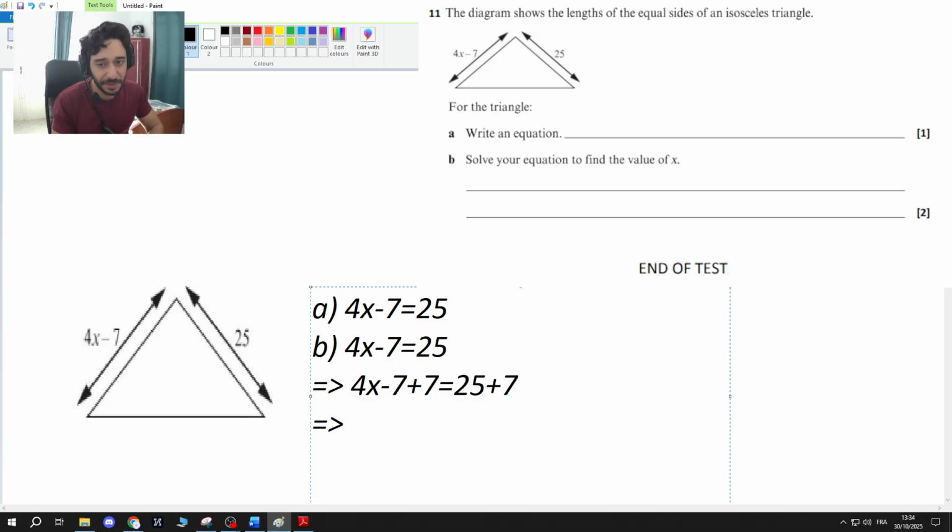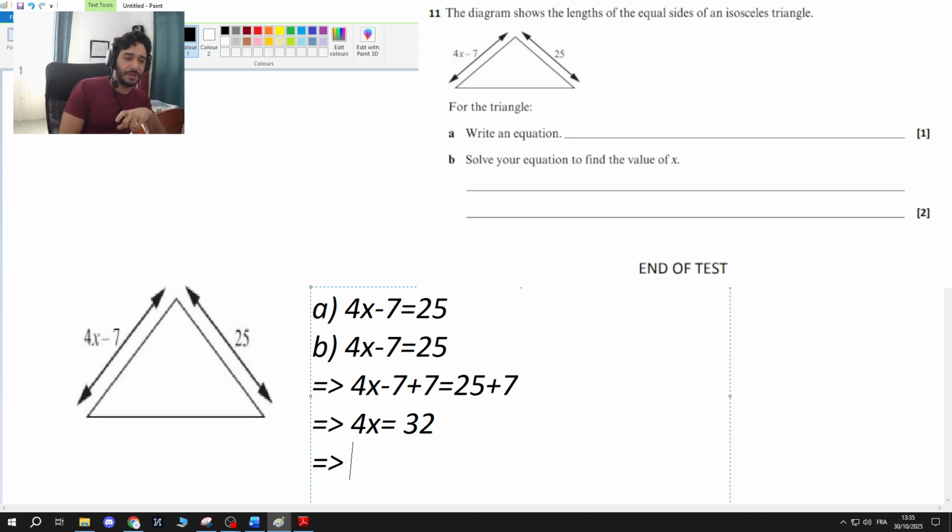And what will happen here? Well, actually, a few things. On this side, on the left side, these two, negative 7 plus 7, will become a 0. They will cancel each other out. So on the left side, I'll only have 4x left. And if I want to simplify what I just added here, 25 plus 7 is 32. Now the equation looks way easier because 4x is equal to 32.